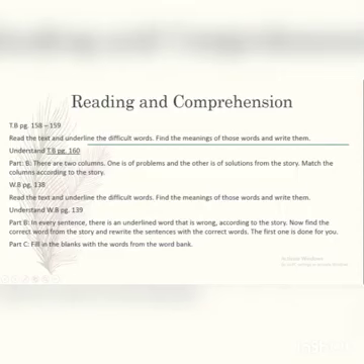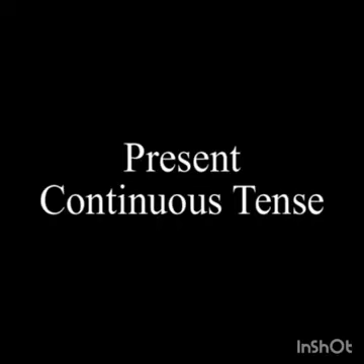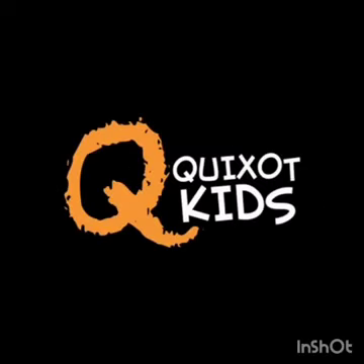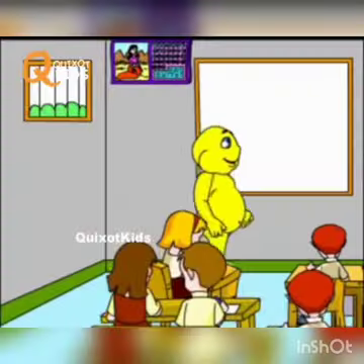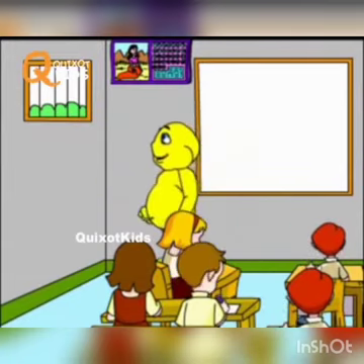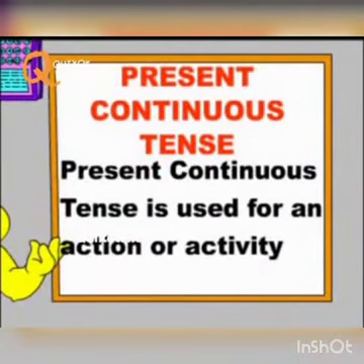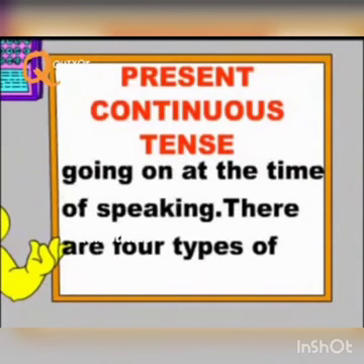Now open page 139 of the workbook, read the instructions from the slide and complete the exercises. You have just learned a grammatical concept. I hope you understand it well. Now open the workbook page mentioned in the slide. Present continuous tense. Then start doing the exercises. Present continuous tense is used for an action or activity going on at the time of speaking. There are 4 types of sentences under this tense.